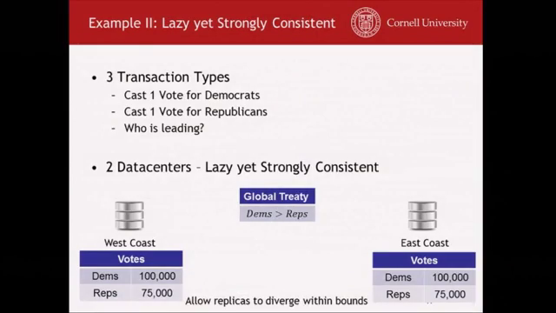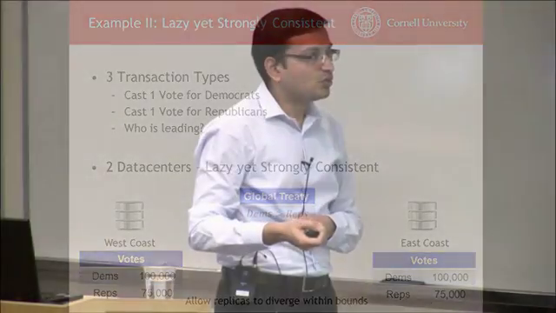So the idea is then to be lazy, yet strongly consistent. And how can we do so? Instead of requiring that the 2 replicas are always identical, which is what strong consistency does, we are now going to enforce that the 2 replicas are always in equivalent states, as opposed to being completely identical. And this will allow my two replicas to diverge, but I'm going to establish certain bounds within which they are allowed to diverge. And these bounds are, again, defined by the equivalence class.